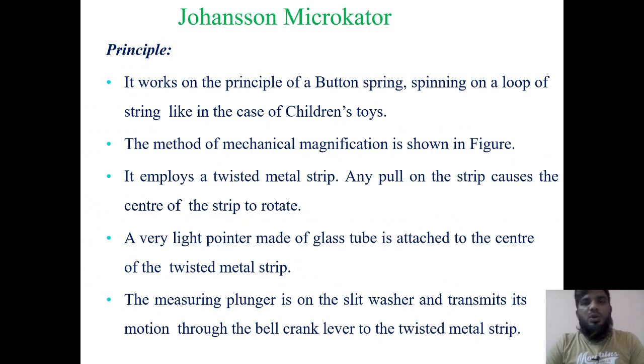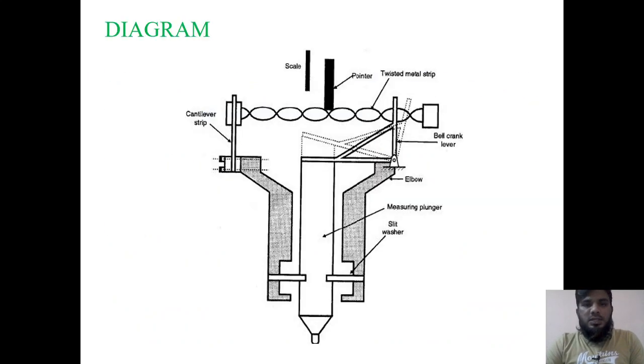Next is the Johansson Mikrokator. It is based upon the principle of a button spring. So it is like this. In this, when the plunger is pushed, it works similarly. Only thing is that one side is fixed, another side is like this. Because of this, there is a pointer which is connected. These are the twisted metal strings, which work just like a spring.